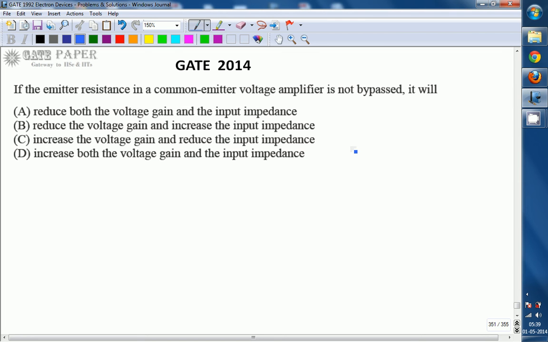Hello, we are discussing the GATE 2014 ECE paper, and this question is related to electronics. If the emitter resistor in a common emitter voltage amplifier is not bypassed, it will... What will it do with respect to voltage gain and with respect to input impedance? This was the question. So, how are the voltage gain and input impedance affected whenever the emitter resistance in the common emitter voltage amplifier is not bypassed?